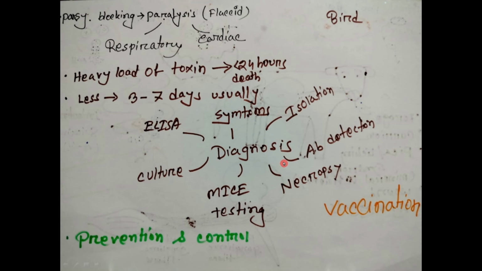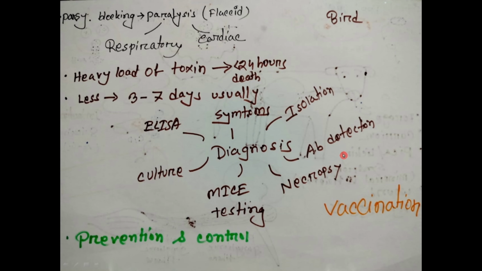We can also diagnose the disease by necropsy findings, such as in most of the cases there will be hemorrhage. Severe enteritis can occur because, as I mentioned, if the bacteria are present in the intestine, they produce toxins after the germination. These toxins cause the enteritis. I mean, there will be hemorrhagic enteritis.